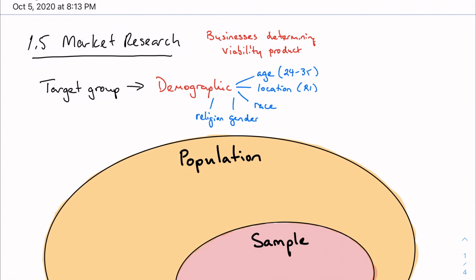Or maybe it's not even based on that. It could just be by interest. I want to survey people who like football. I want to survey people with a master's degree. Teachers, right? Any sort of way I can label or group my population based on a common thread would be our demographic.